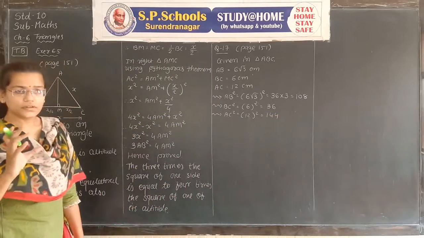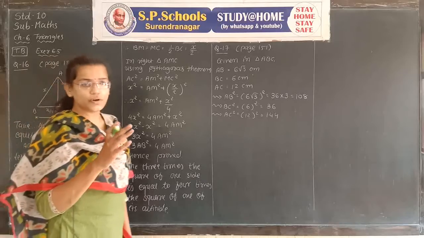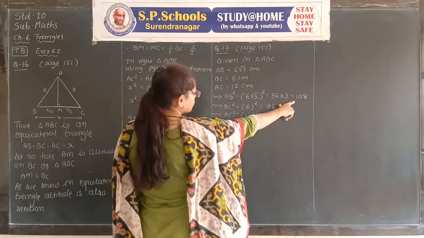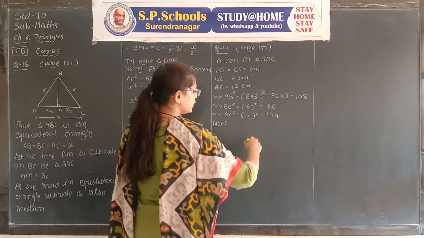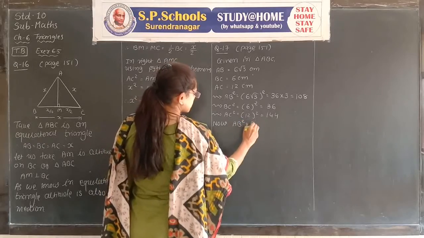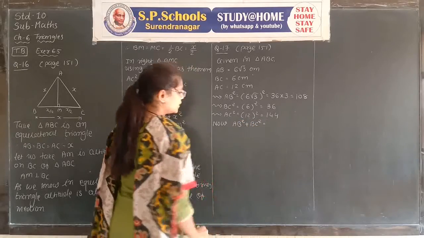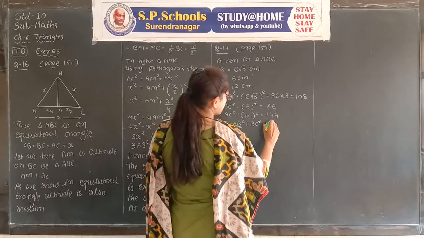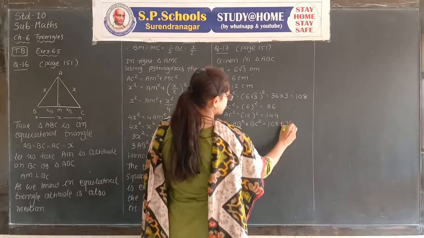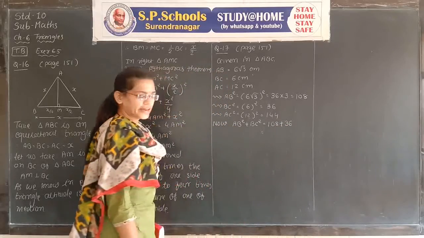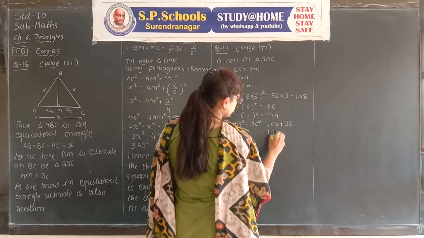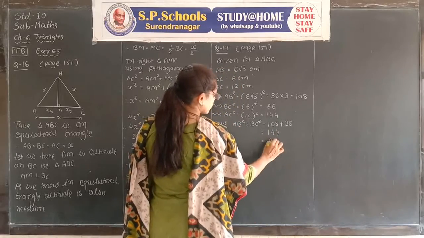Now do the addition of squares of the two smaller sides. The squares of the two smaller sides are 108 and 36. AB square plus BC square is equal to 108 plus 36, which is 144, the square of AC.